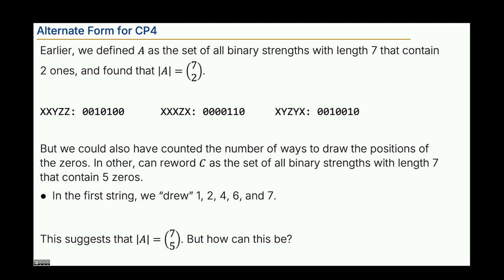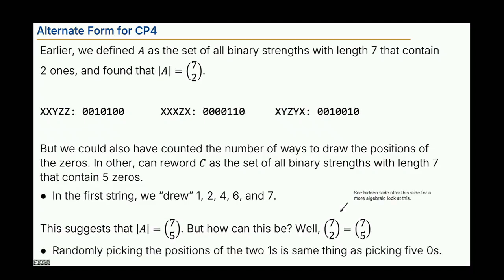So that suggests that from this argument, if we just counted the other thing, it would be 7 choose 5. But up above, we said it's 7 choose 2. So how can that be? Right, they're the same thing. Okay. So in other words, and that makes sense. Randomly picking the positions of the 2 1s is the same as randomly picking the positions of the 5 zeros.